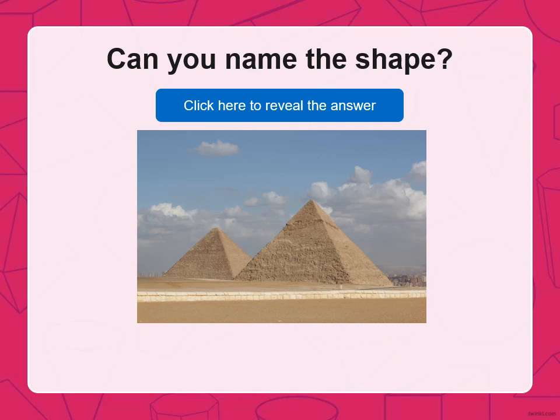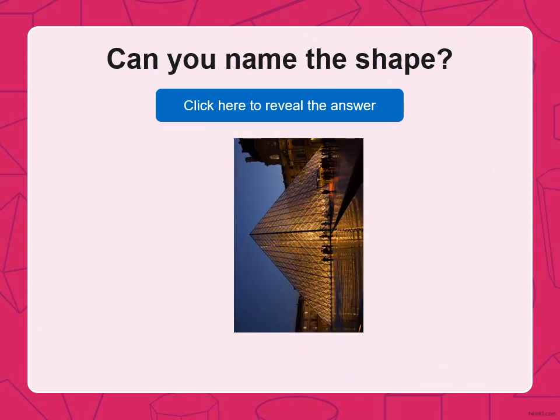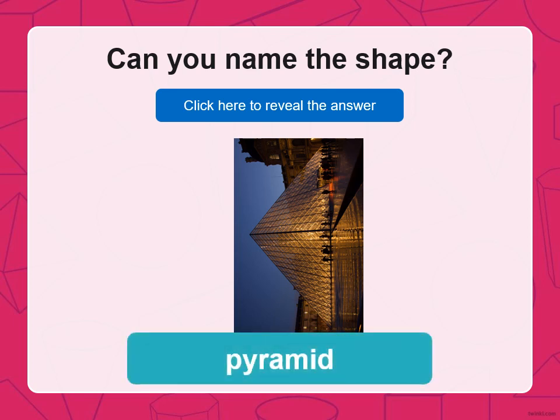Can you name this shape? A pyramid. Oh, this looks a little bit different. That looks like somewhere very special to go. But what could it be? What kind of shape could it be? Let's take a look. It's a pyramid also. Just because it's on its side doesn't mean it changes shape.